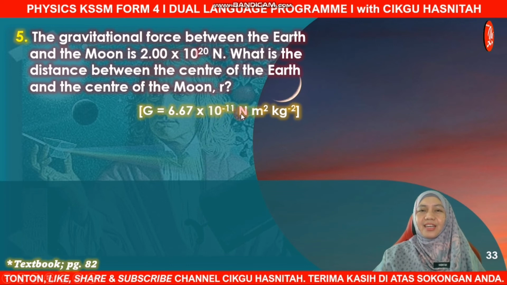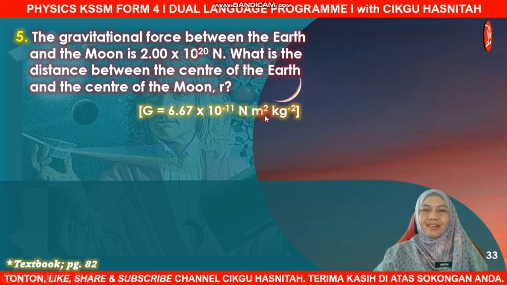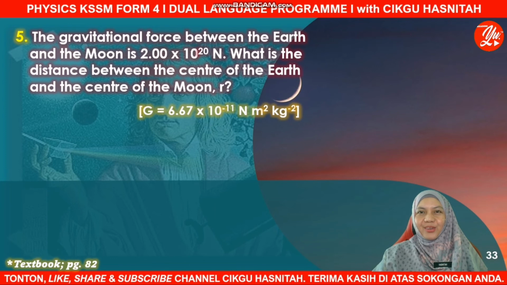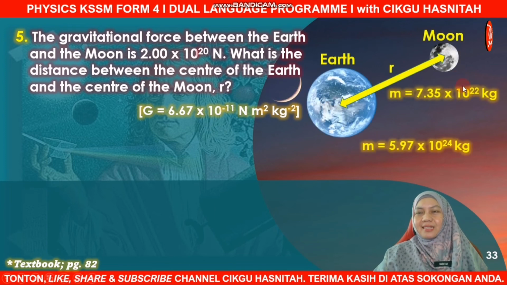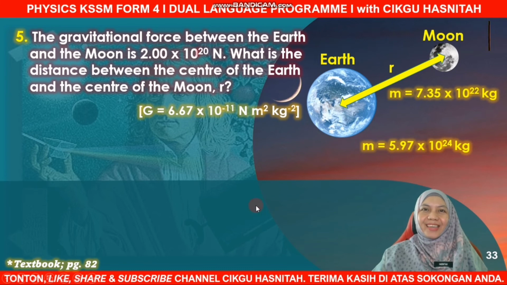Newton meter squared per kilogram squared. Okay, students, how to find R? Very good. Before that, this is the related diagram. Earth, there is the Moon, and this is the distance between the centers of both. Given the mass of the Moon is 7.35 times 10^22 kg, while the mass of the Earth is 5.97 times 10^24 kilograms.